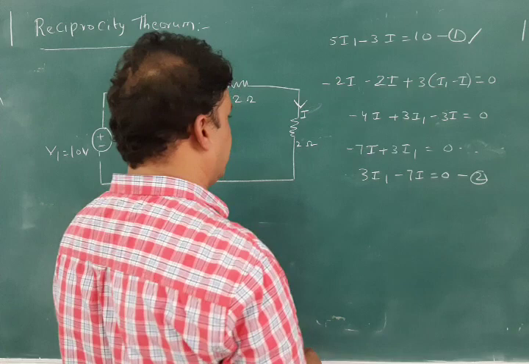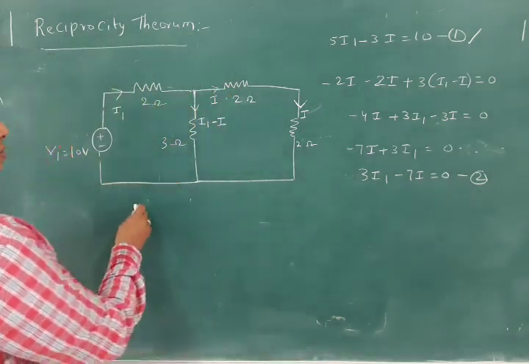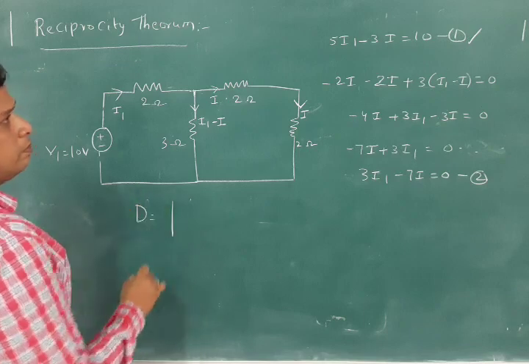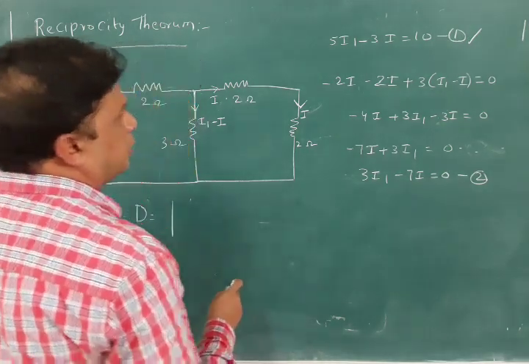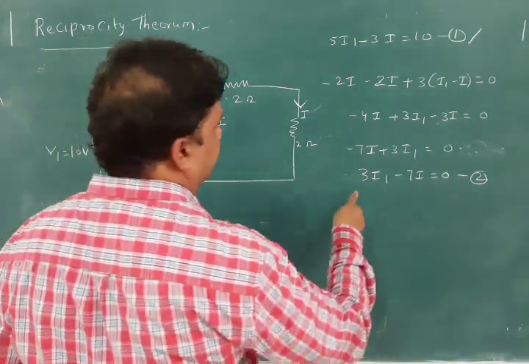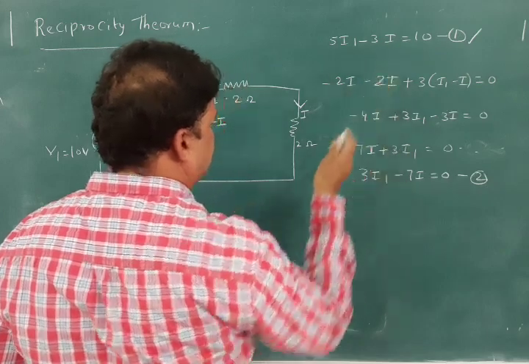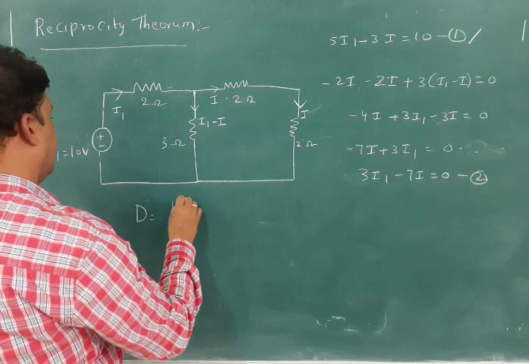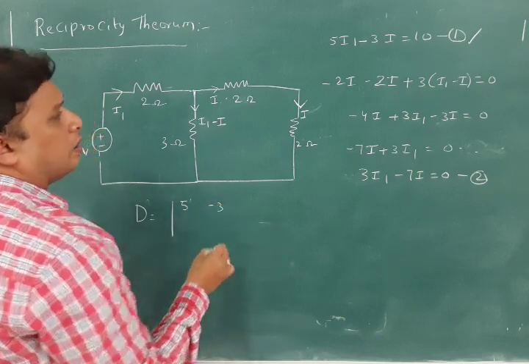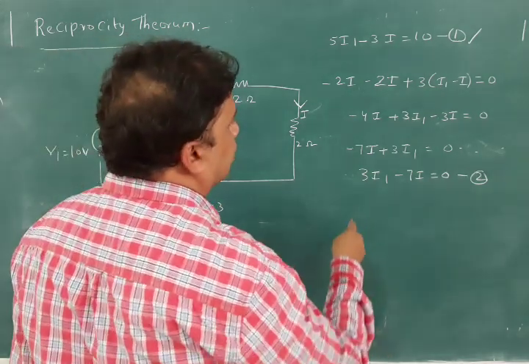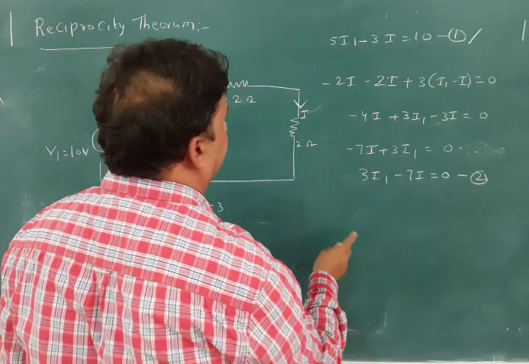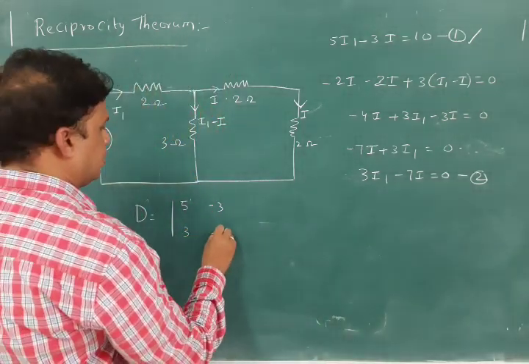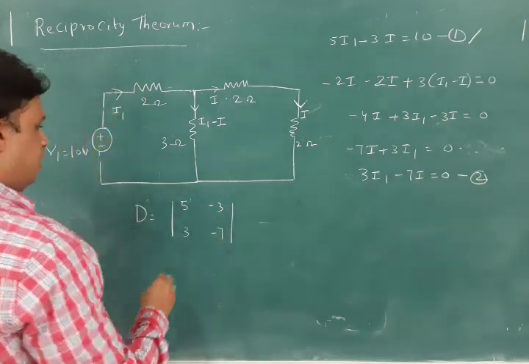To solve the equations we can do it like this. D is equal to, what are the terms here? We will write the first equation and second equation: 5 and minus 3, and also here 3 and minus 7. Now we will find the determinant for this.